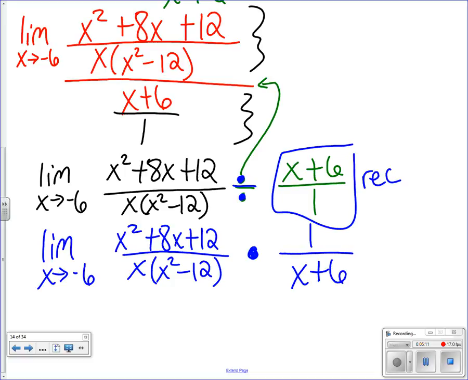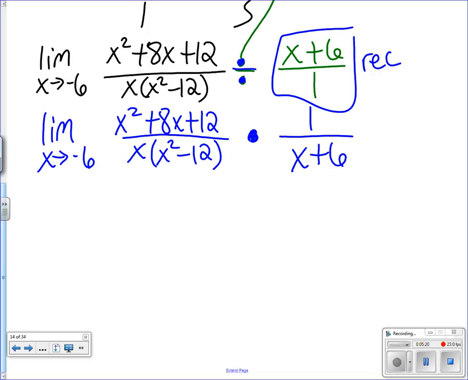You guys have maybe heard of that as multiplying by the reciprocal. I know I've said that quite a few times in Algebra 2 if you've had me. Now let's go ahead and try to simplify this thing.